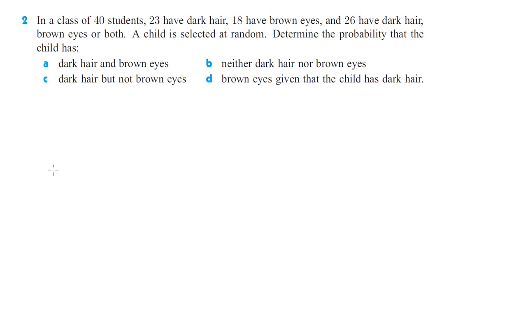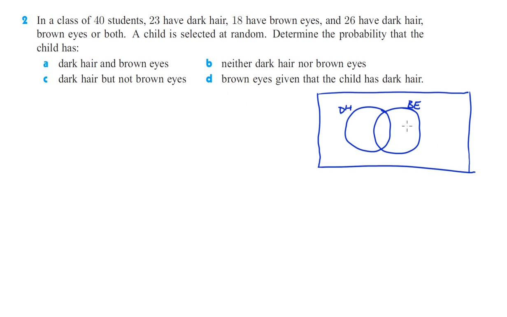Okay, I am going to suggest to do a Venn diagram, so let's try that out. Here's what our Venn diagram could look like. Dark hair, brown eyes. It says 23 have dark hair, so that's 23 in here. 18 have brown eyes, so there's 18 in these two sections here. And it says 26 have dark hair, brown eyes, or both. So that would be all three of these here.